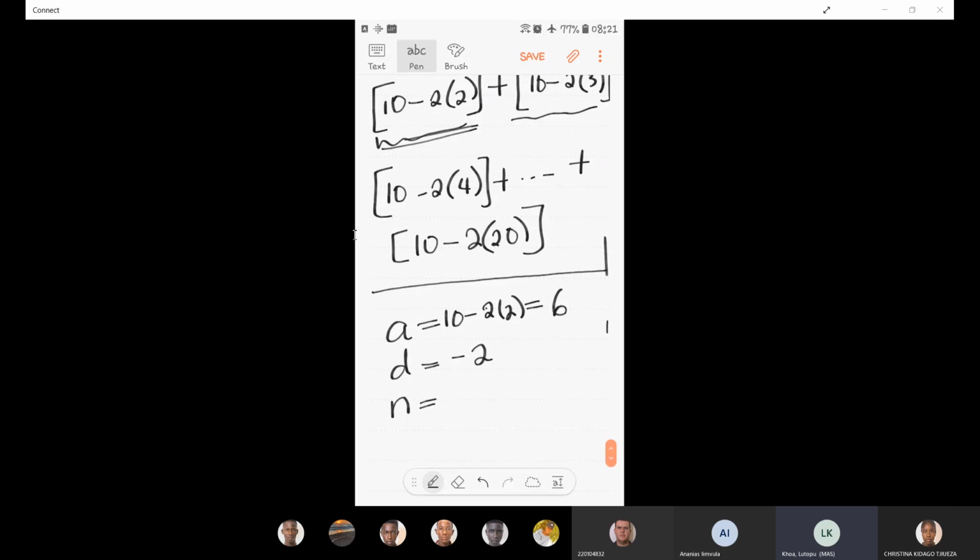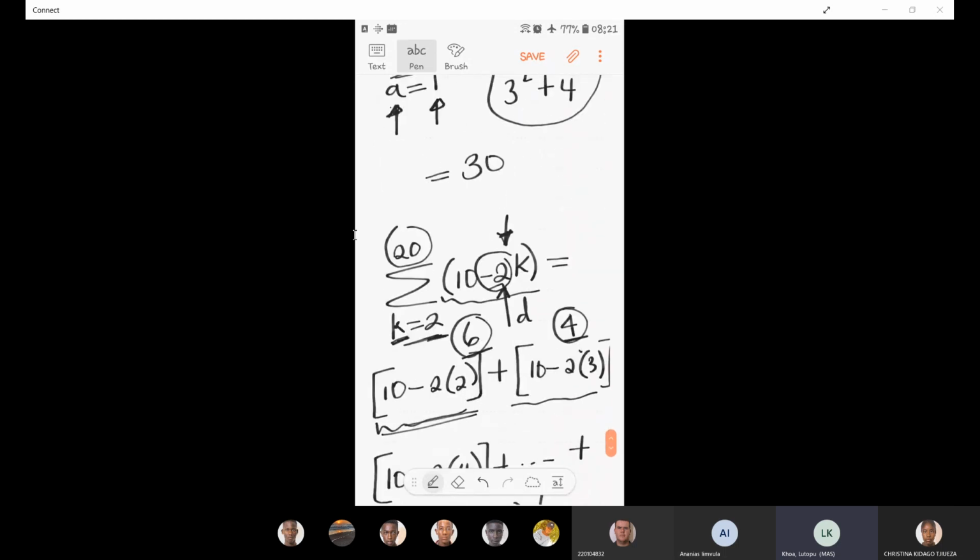And then now N is how many terms do you have? Here I'm starting from 2 to 20. Can somebody tell me how many terms do I have here?